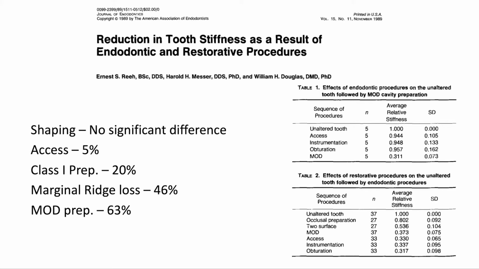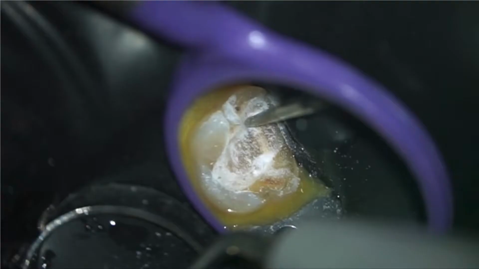And we need to analyze how our procedures may affect the stiffness of the tooth. This study published by Reeh in 1989 is a classic study where he demonstrated that the shaping of the root canals has no significant effect on the stiffness of the tooth. The access preparation neither, but the loss of marginal ridges and the loss of walls on the tooth will affect the stiffness in a big manner.